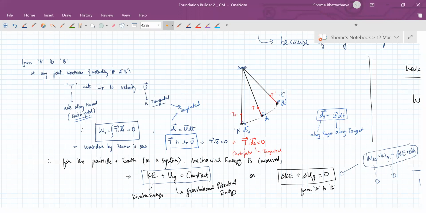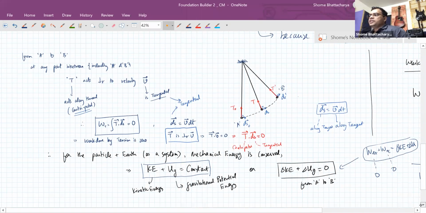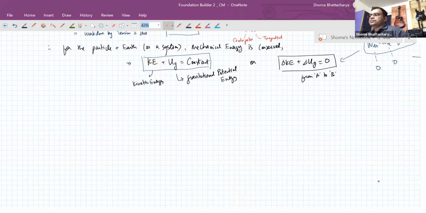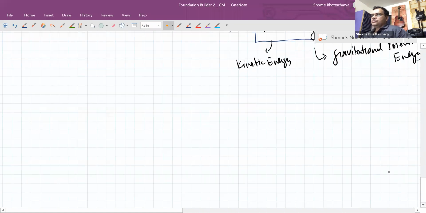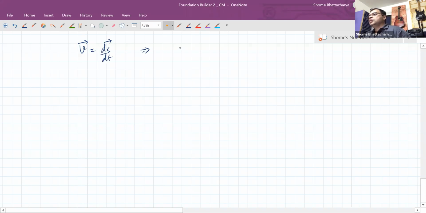Yes, dt is a very small change in time. So that is a kinematics relation, that instantaneous displacement ds for a very small time dt is instantaneous velocity into time dt. This is a kinematics relation. We define instantaneous velocity as rate of change of displacement. So in a very small time dt, the displacement becomes vdt.